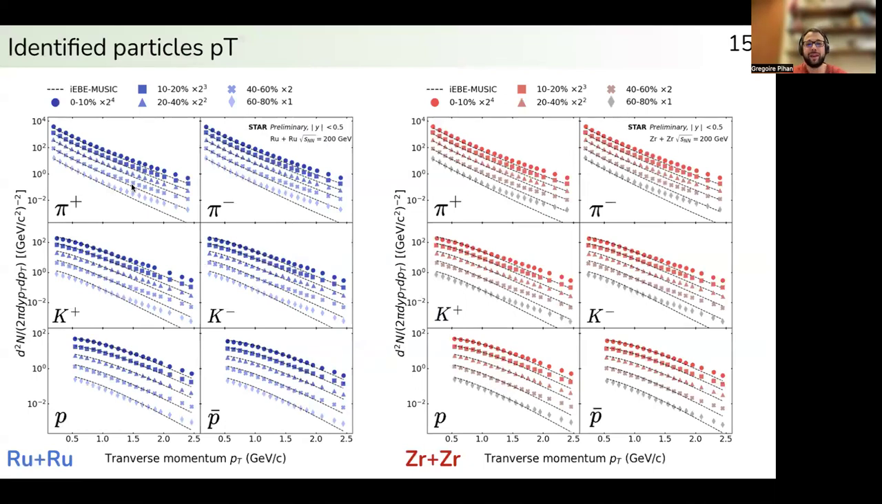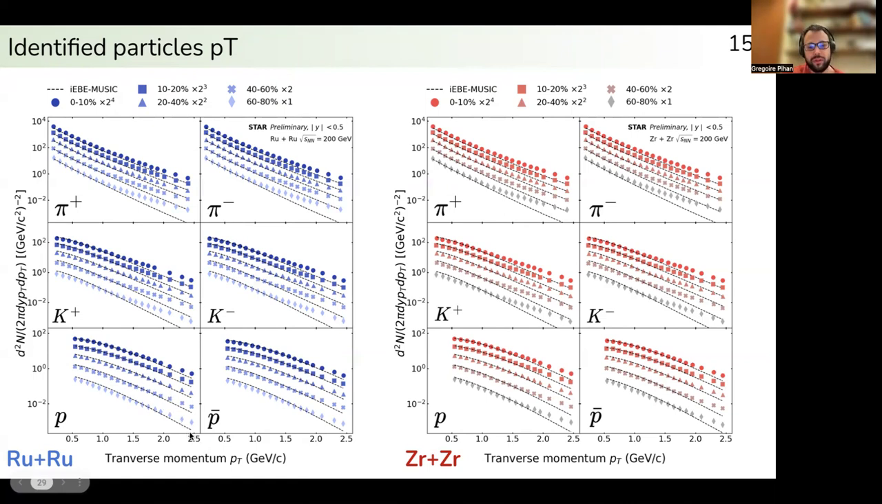Now we have the identified particle pT. So after the hydrodynamics, we have a phase of particlization, and then we have an afterburner, and then we measure the particles at the end. And what we observe, for the pion, kaon, and proton, if we compare to the identified particle pT spectra directly given by the STAR measurement for the isobar, ruthenium and zirconium, is that we quite agree with the results for proton, kaons, and pions, which are the main particles which serve for the calculations of B and Q at midrapidity.